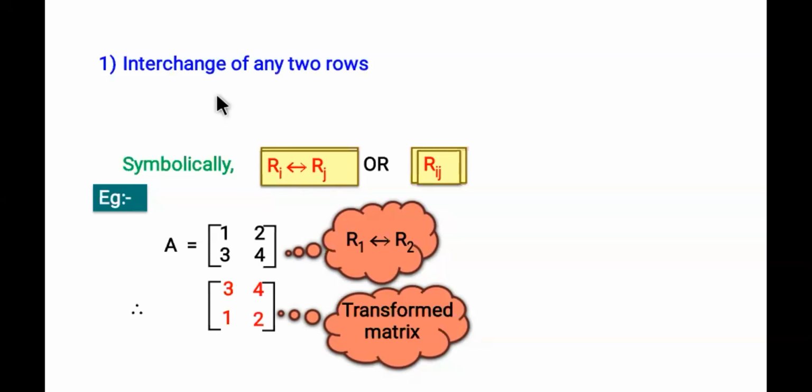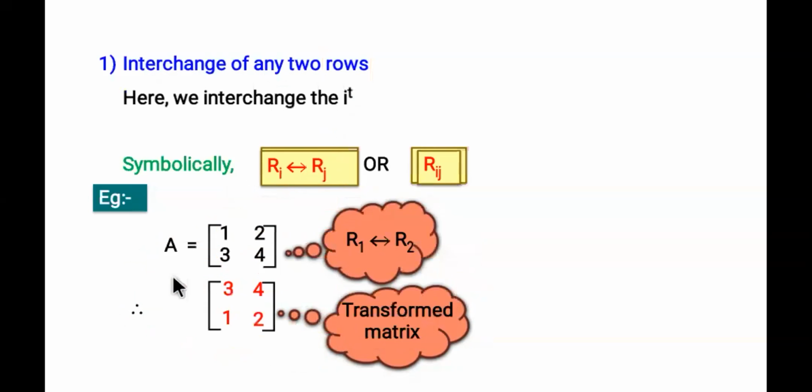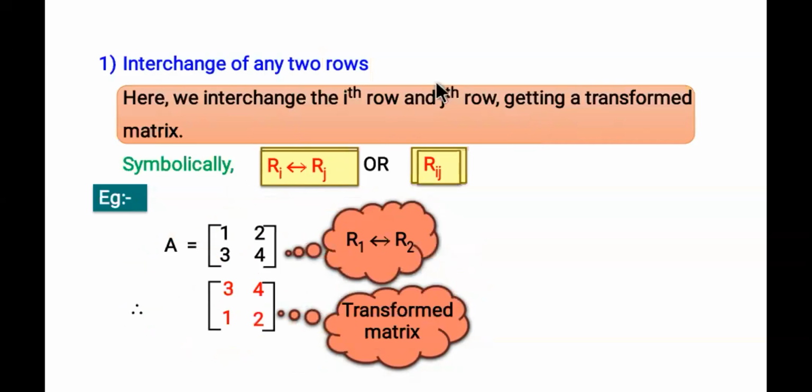Okay, so this is the first operation, that is interchange of any two rows. As the name suggests, it is one of the elementary transformations, and that is also due to rows. So here we interchange the ith row and jth row, getting a transformed matrix. After interchanging, you get a transformed matrix. So this was the first operation, students. Let's go to the next one.